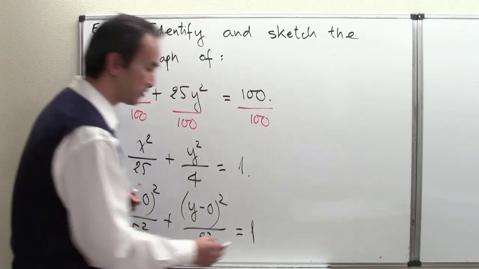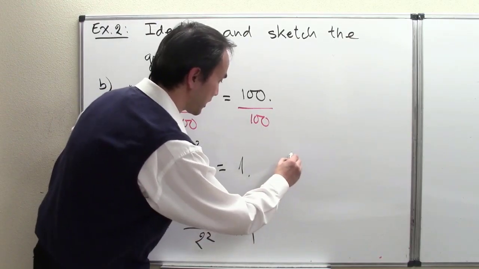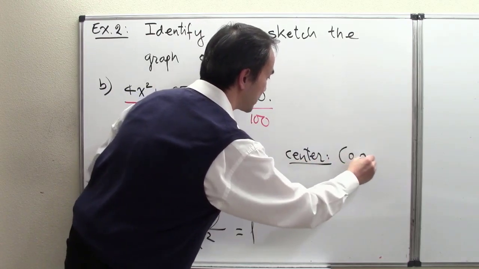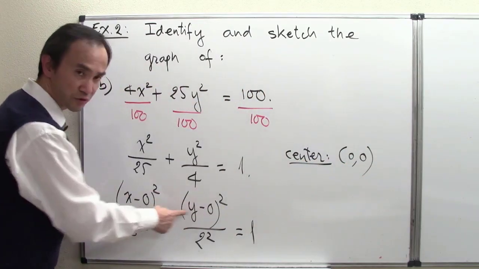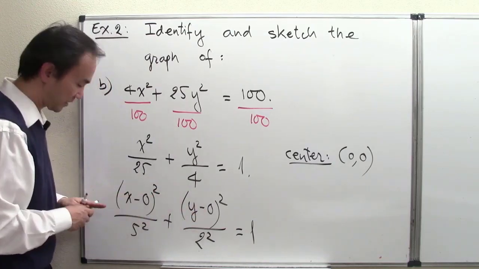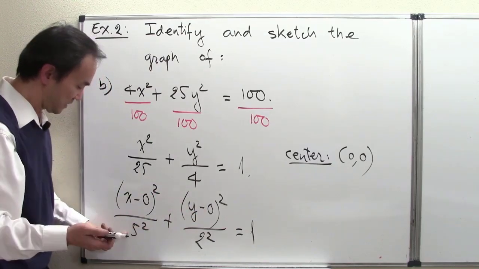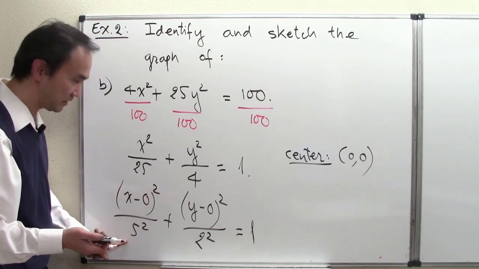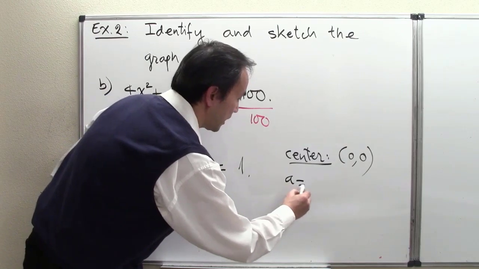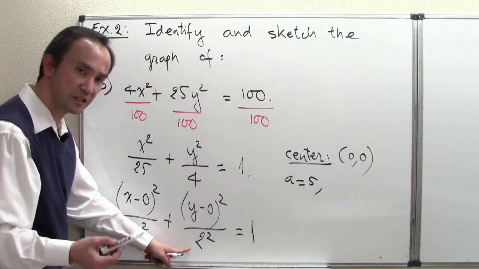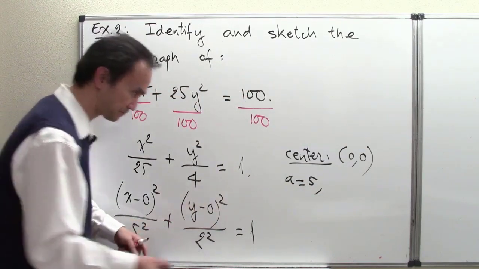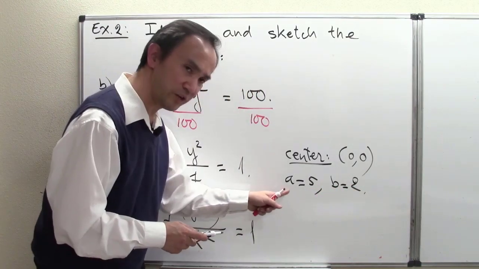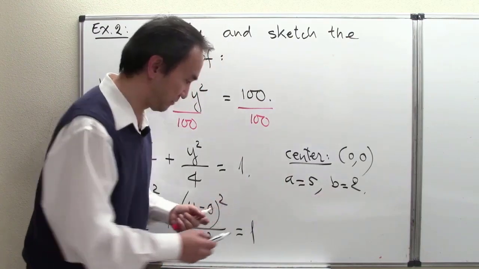Okay, so now easily I can see that the center of this ellipse is at (0, 0), according to the information that we have identified. Now a is here and b is here. The coefficient in the denominator of the perfect square x term is 5, so I call it a equals 5. The coefficient in the denominator of the perfect square y term, I call it b. That equals 2. So now we're in the case where a is larger than b right here.